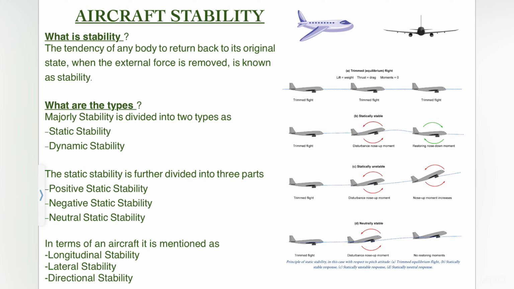So let's explain what stability is first. It is the tendency of any body to return back to its original state when the external force is removed. If a body is able to do so, it's a stable body. If it doesn't, it's an unstable body.